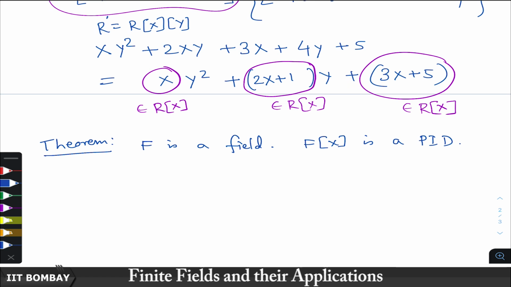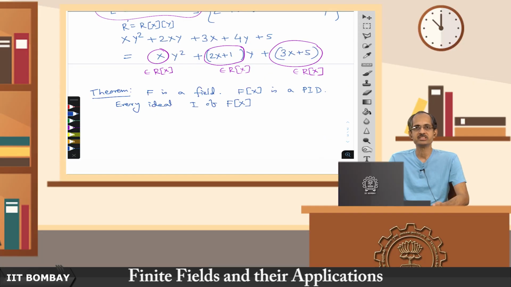It means that every ideal I of F[x] is generated by a single element, it is a principal ideal. Not only that, every such ideal has a unique monic generator polynomial. So, there are possibly multiple generator polynomials for the ideal, but there is exactly one among them which is monic. So, every ideal I of this has a unique monic generator.